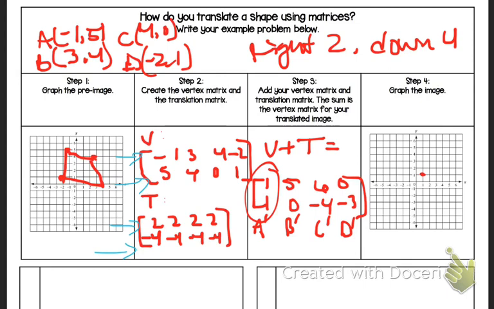Next one is 5, 0. So over 5, up 0 right there. 6, -4 right here. And then 0, -3 right there. So you can see that our shape remains the same. It's just been slid over 2 and down 4, because that's how you translate using matrices.